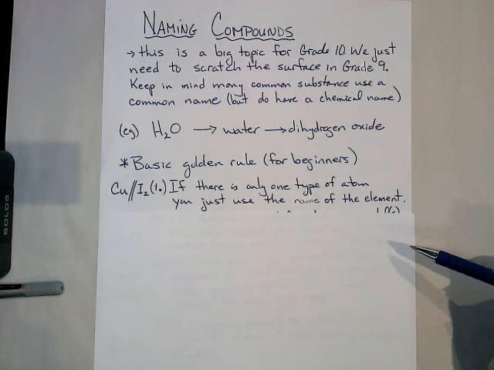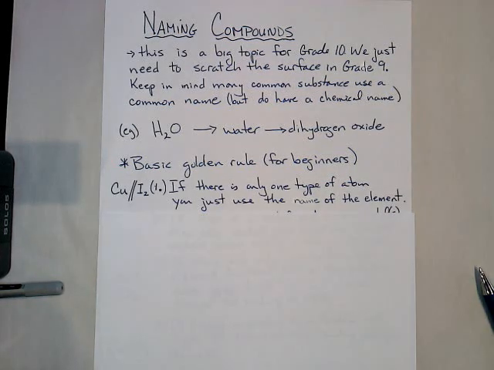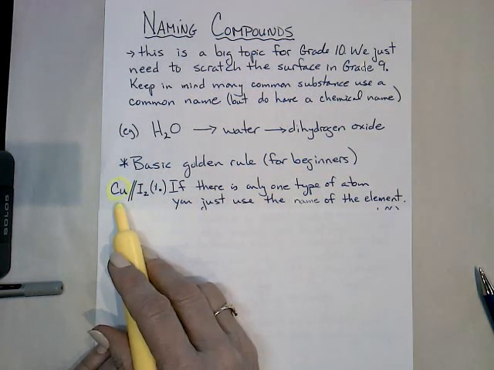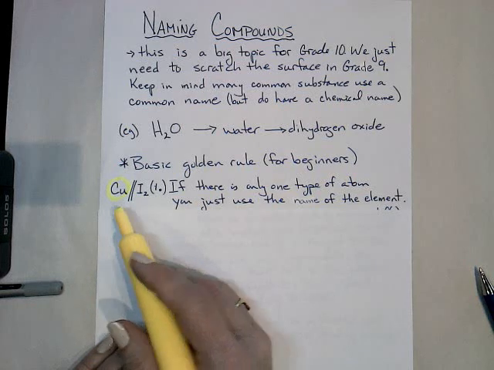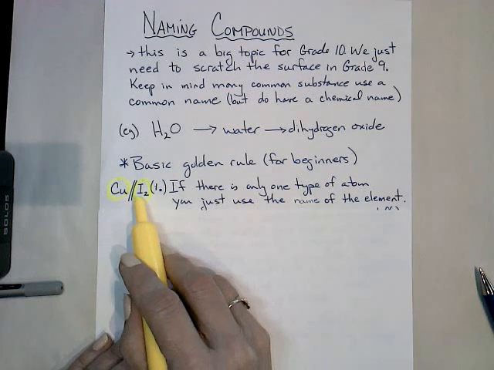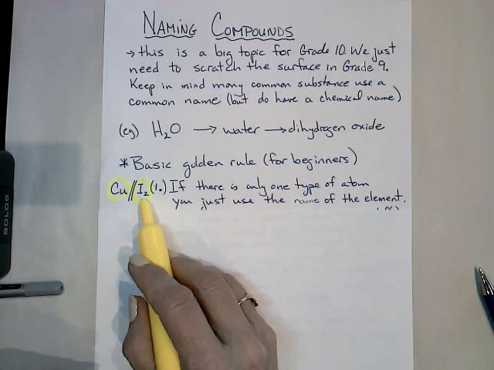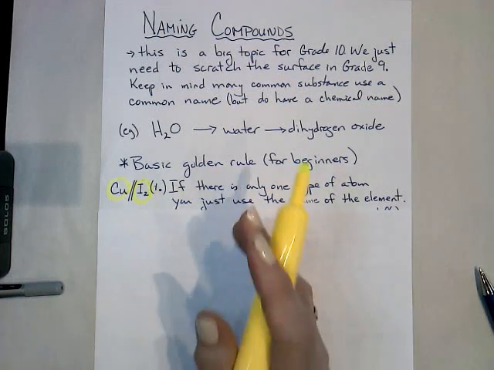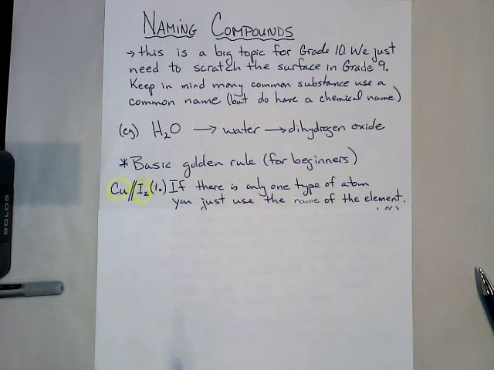All right, so if there's only one type of atom, then you just use the name of that element. And so you can see, for example, if you just see Cu, then you look at that and you say, hey, that's copper. It's just one kind of atom. And I'm looking at this and it's I2, but that's just iodine, one type of atom, so you just call it by its name. So that's what we're talking about there.